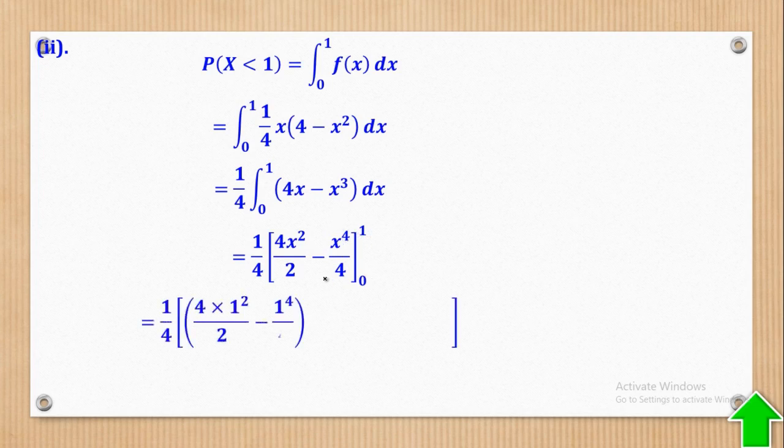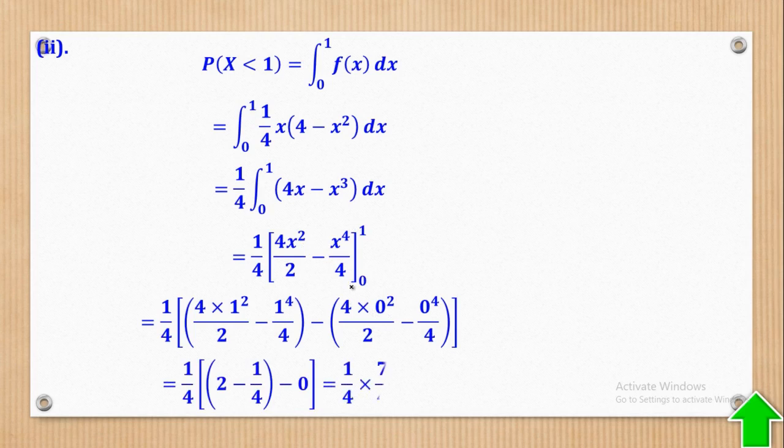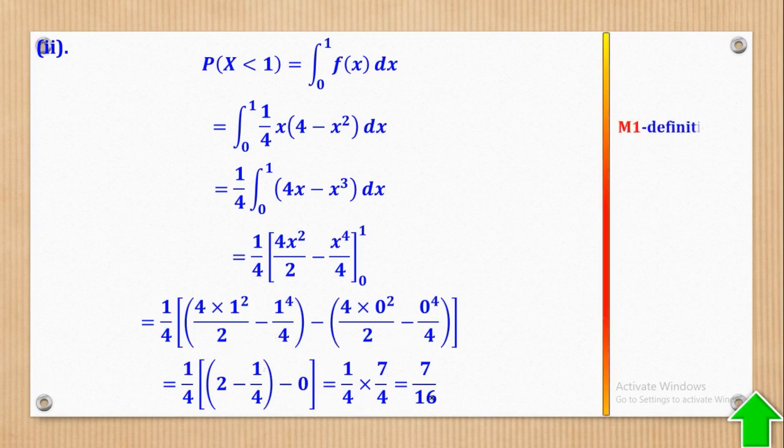Next is to substitute the limits. I'll begin by substituting 1, which is the upper limit, here and here, to come up with that bracket. Then I'll substitute the lower limit, here and here, to come up with this bracket. The next is to use a calculator and simplify. When I simplify, this gives me 2, this gives me a quarter, and the whole of this gives me 0. So in the end, 2 minus a quarter is 7/4, and this a quarter is still here. When I multiply, I come up with 7/16. So basically that's what they wanted.